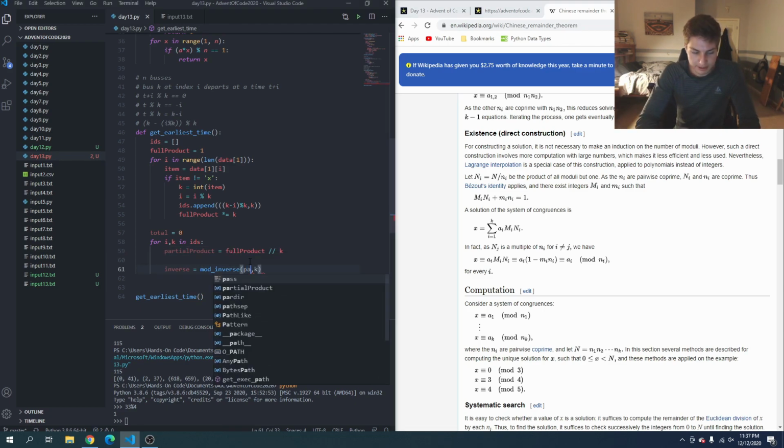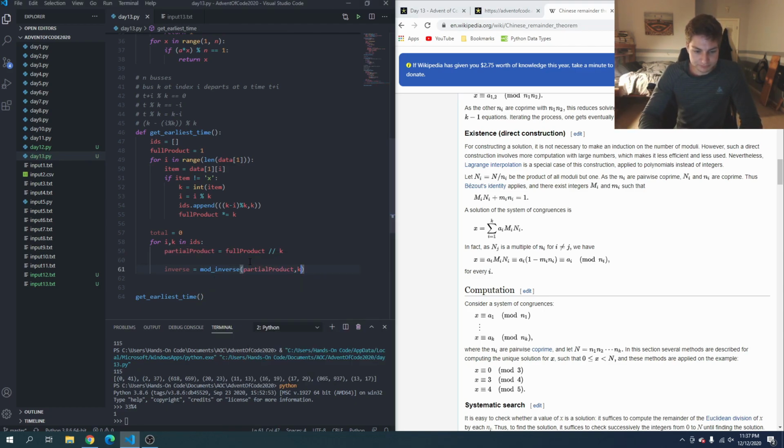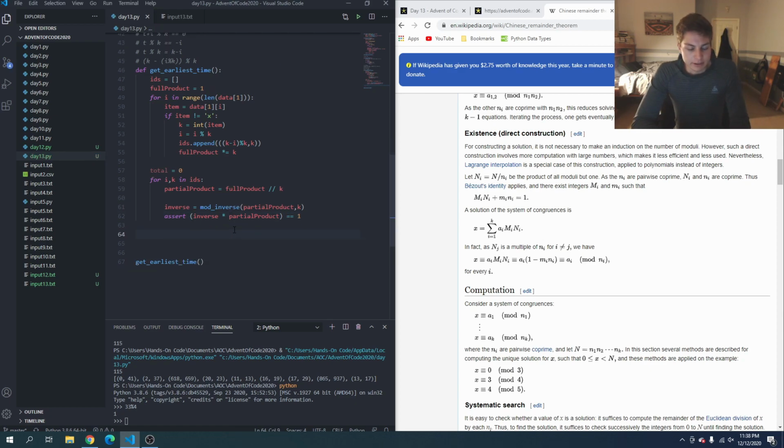So then this will be partial product, and then we'll assert that inverse times partial product, just to make sure that mod inverse is working, because if that's the problem, then I guess we'll have to fix it. And assert that's equal to 1. So let's hope that we never see that.